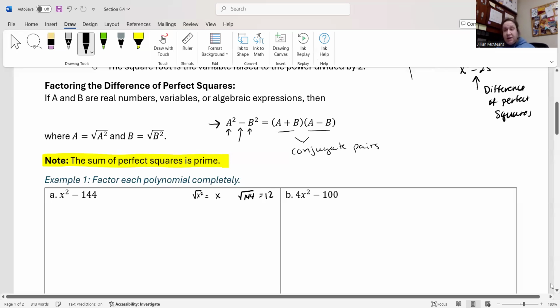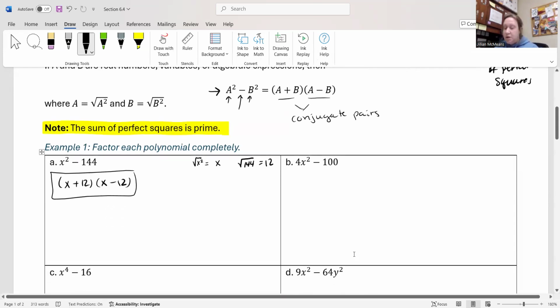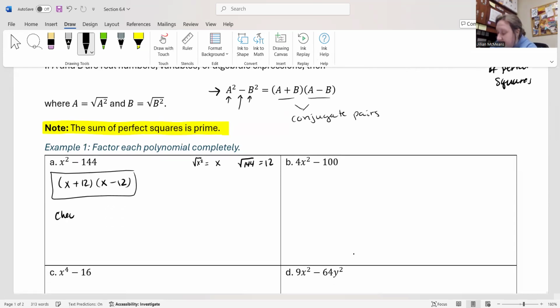So we've met the criteria. We have two terms. We're subtracting. Both terms are perfect squares. So we just factor by taking those square roots, adding them, and then subtracting them. And notice the final result, conjugate pairs, okay? And if you want to check this, you can check these by foiling, just like you did in the previous worksheets. So if you want to check, we would take x plus 12 times x minus 12.